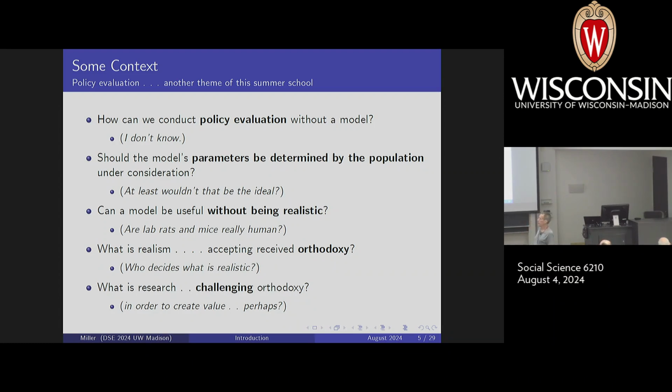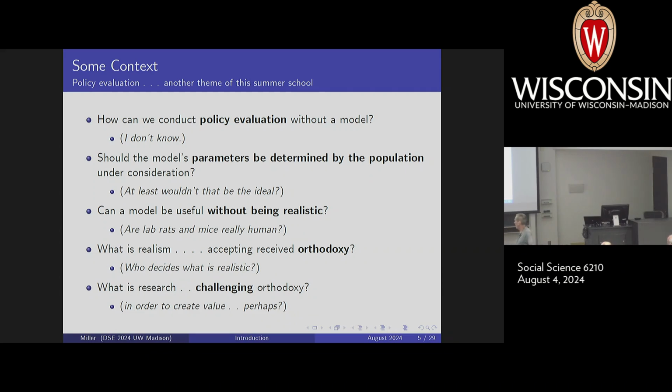How can we conduct policy evaluation? That was the other theme. Okay? I said heterogeneity is one theme. Policy evaluation is the other theme for this conference. Well, how do we even conduct policy evaluation without a model? This is a bunch of rhetorical questions, as you can see. Should the parameters of the population be determined by the thing that you're considering? There are some obvious yeses here.